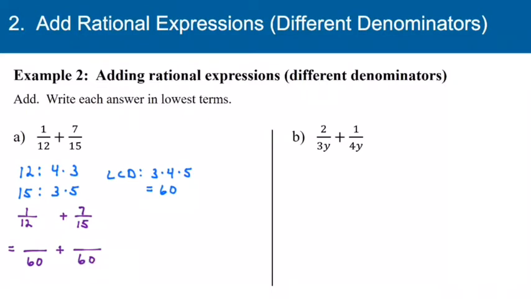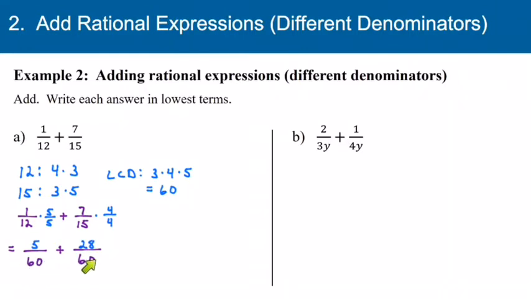So what would I have to multiply by 12 to get 60? Well, of course, I need to multiply it by 5. So that means I need to multiply top and bottom by 5. So the new top number there is 5. For 7/15, well, what would I have to multiply by 15 to get 60? So 15 times 4 is 60. That means I need to multiply the bottom by 4. That means I need to also multiply the top by 4. So 7/15 becomes 28 over 60.